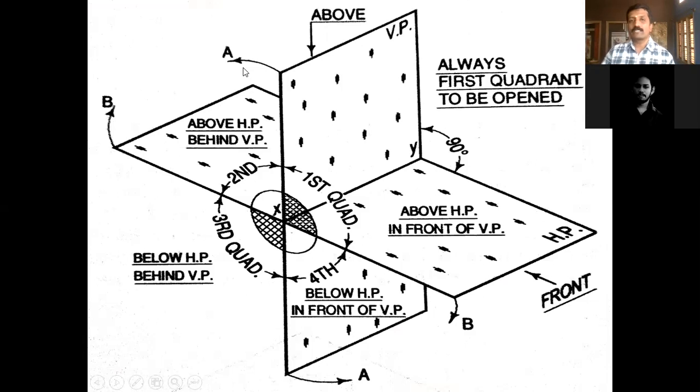For example, see the second quadrant. It's like the observer is standing in the first quadrant. So this is the first quadrant, this is the second quadrant. The observer is standing here.